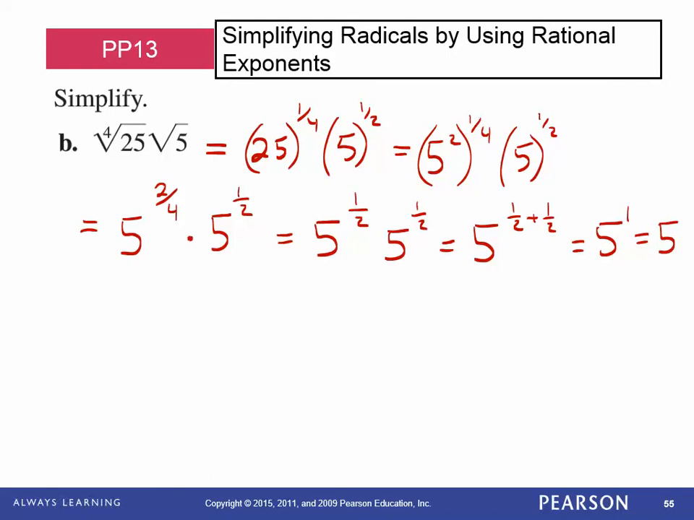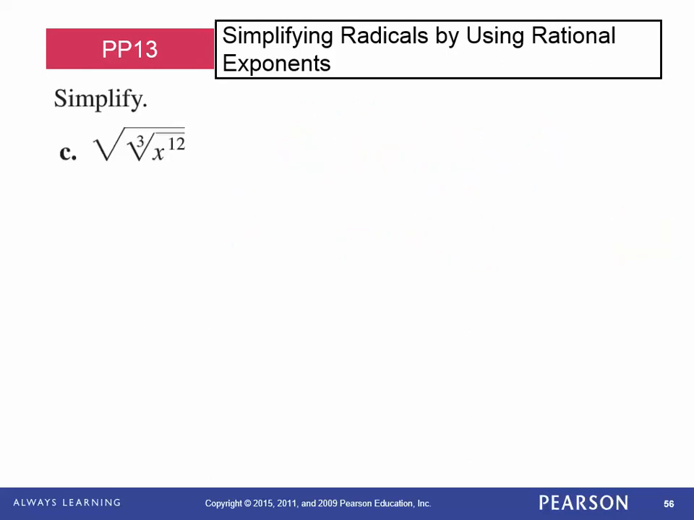Okay, so that's another type you might encounter. You probably will encounter it in calculus. How about this one? Multiple indexes, or we call it nested radicals. So you've got a radical that's actually inside another radical. And so how do we deal with this?